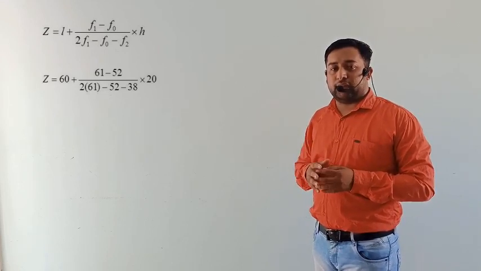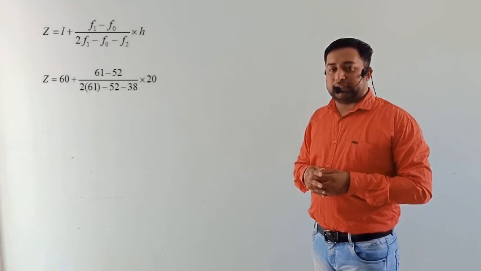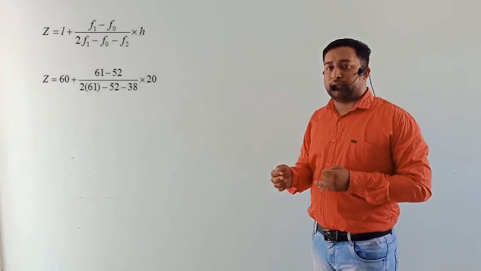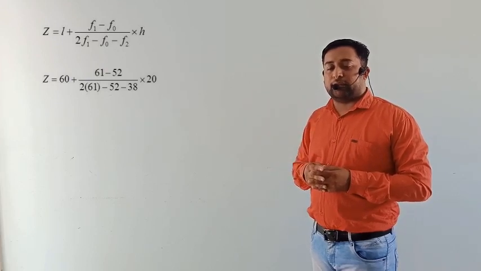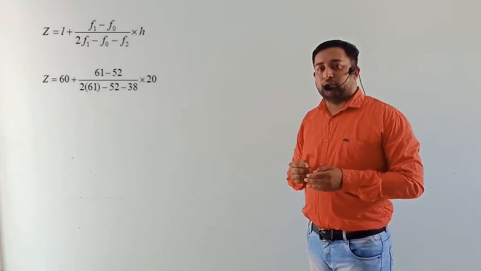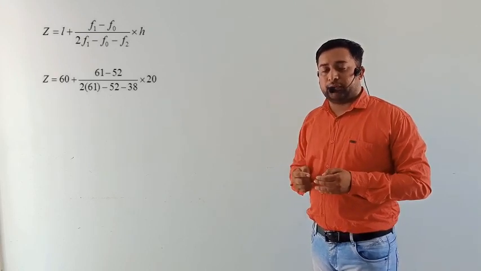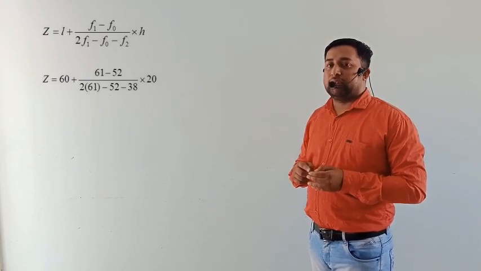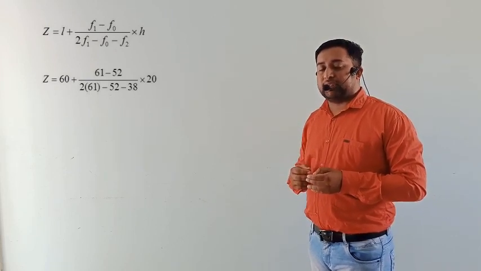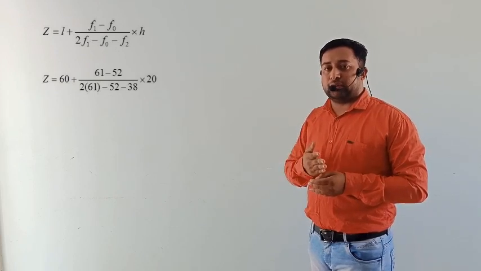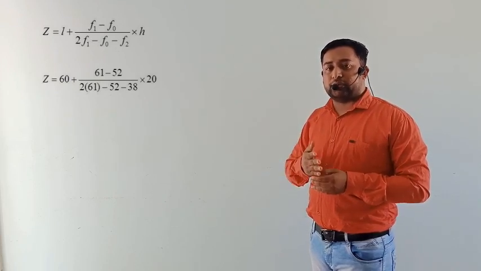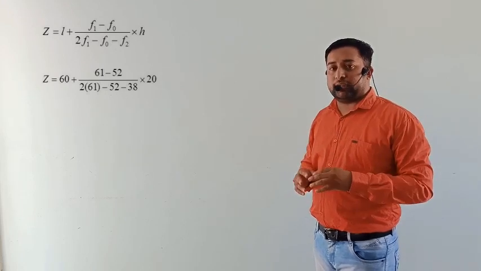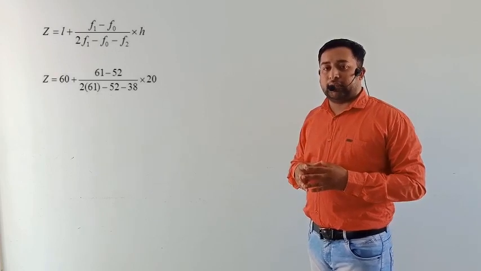So substituting all these values, Z is equal to L, which is 60. In the numerator, f1 minus f0, 61 minus 52. In the denominator, 2f1 minus f0 minus f2, so 2 into 61 minus 52 minus 38, multiplied by h, which is our class length. Let's check the class length: 20 minus 0 is 20, 40 minus 20 is 20, 60 minus 40 is 20. You can check for all the classes. Your class length will be 20.